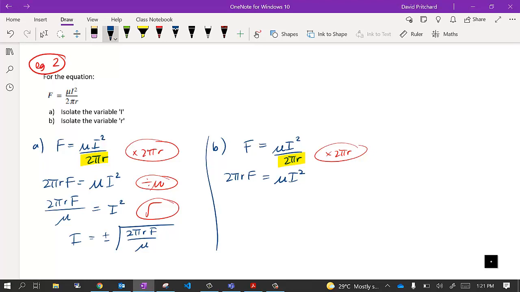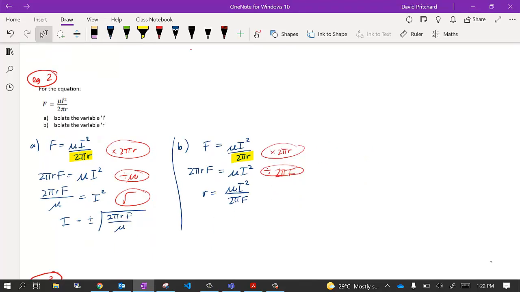And because the 2, the pi, and the f is all multiplied by r, the easy thing here is to divide by that. So divide by 2 pi and f. And that leaves us with r is equal to mu I squared on 2 pi f. Okay, so hopefully that makes sense.